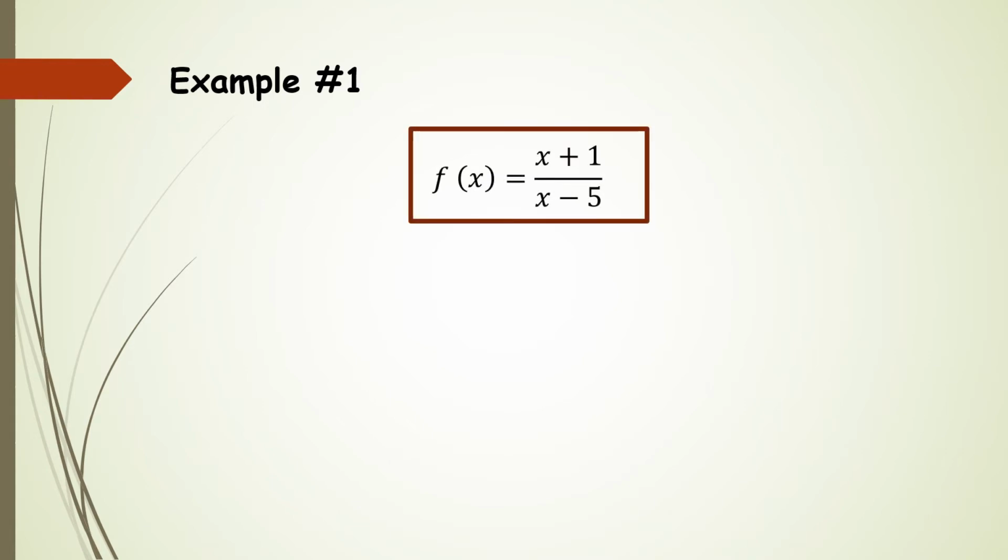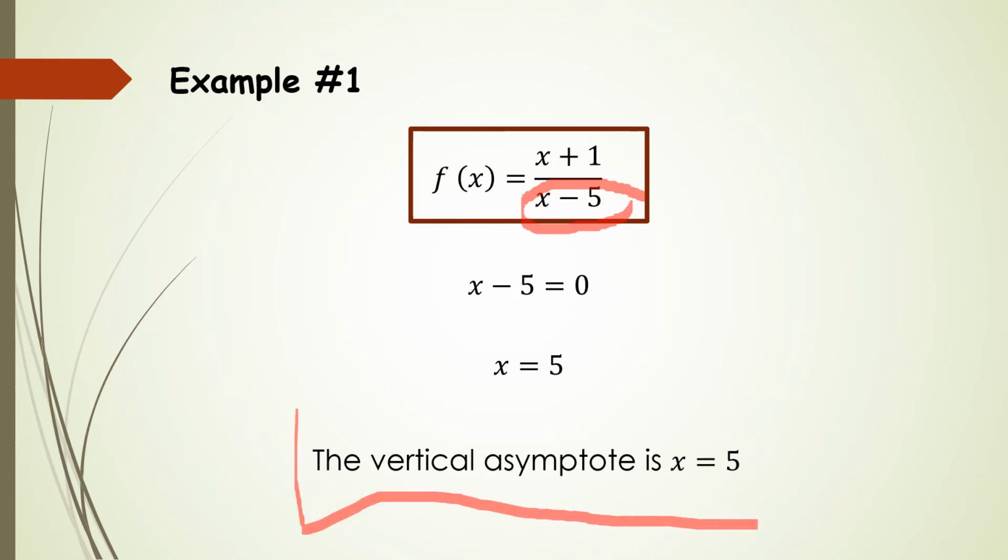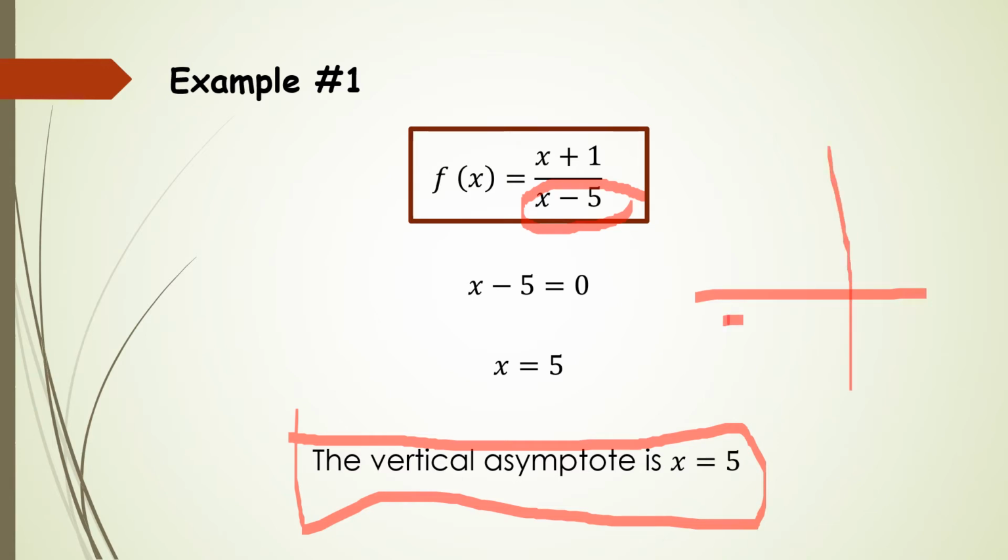f of x is equal to x plus 1 all over x minus 5. Tingin lamang tayo sa denominator, which is x minus 5, and equate sa 0. We will get x minus 5 is equal to 0 or x is equal to 5 by doing transpose or additive inverse. Thus, our vertical asymptote is x equals 5. As simple as that. Meaning, ang graph natin ay mag-a-approach closer, getting closer sa x is equal to 5, but hindi mag-i-intersect or mag-meet yung graph natin sa ating x sa ating vertical asymptote.